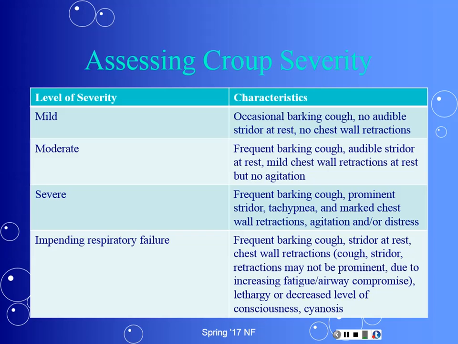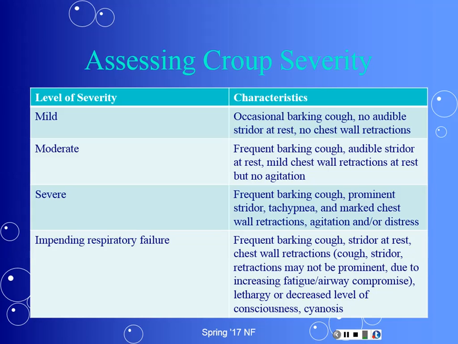With any type of croup syndrome, you want to assess the severity. Is it mild, moderate, severe, or are we worried about impending respiratory failure? Okay, so they have that occasional... if you've ever heard croup, how many of y'all have heard somebody with croup? Okay, a couple of you. So they've got that barky cough, that seal bark cough.